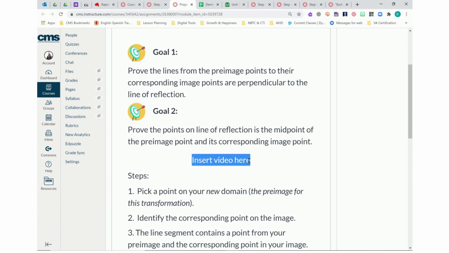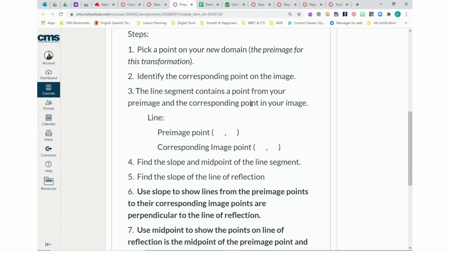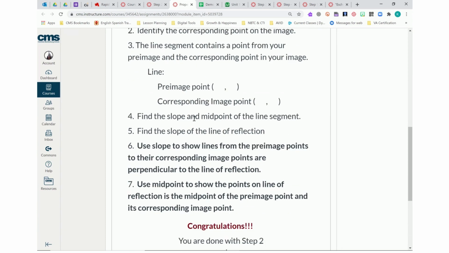Okay, so let's look at step 1. You're going to pick a point on your new domain. You're going to identify the corresponding point on the image. The line segment that contains a point from your pre-image and the corresponding image is going to create a line, right? And so you're going to capture your 2 points. And this is what you're going to do. You're going to find the slope of that line, and you're going to find the midpoint of that line. So you just go ahead and do 2 things at the same time, okay? Find the slope and the midpoint of that line.